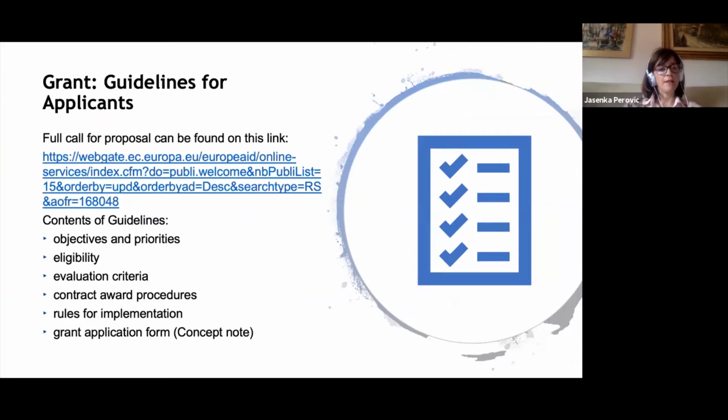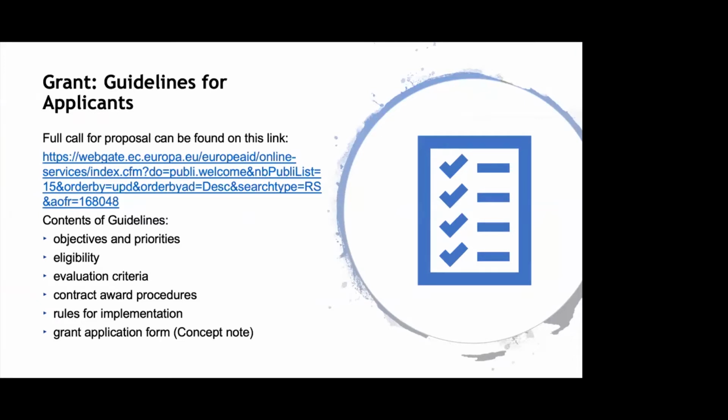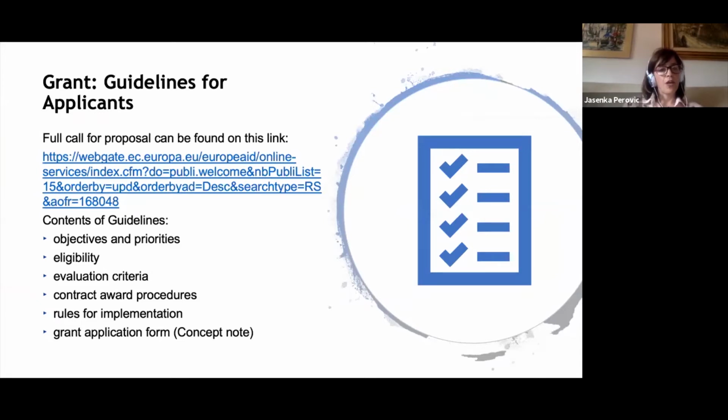As you were able to learn through our sessions over the past 3 days, and read in the guidelines for applicants, it has several chapters. The first one is objectives and priorities, then eligibility criteria, then the evaluation criteria, contracting award procedure, rules for implementation, and then the grant application form, meaning the concept note.